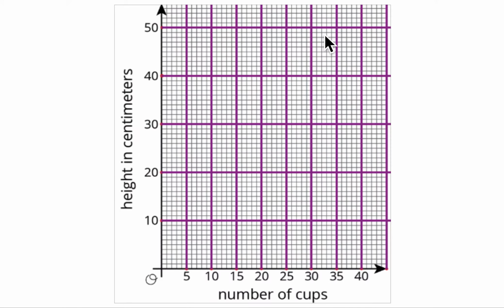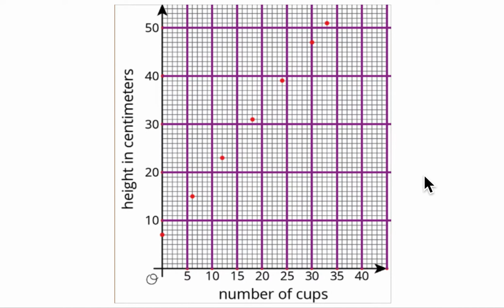And so what I did is I took that graph and I just drew in bold every 5 units, just to make it a little bit easier to graph the points, to see where I am. I did the same thing with every 10 units of height in centimeters. You might do the same. And then I graphed the points.